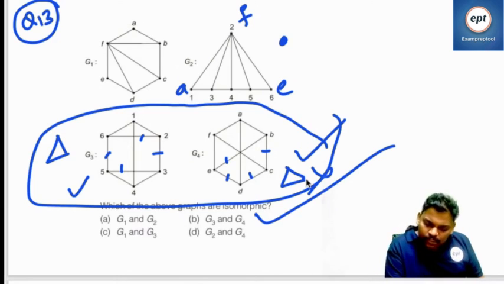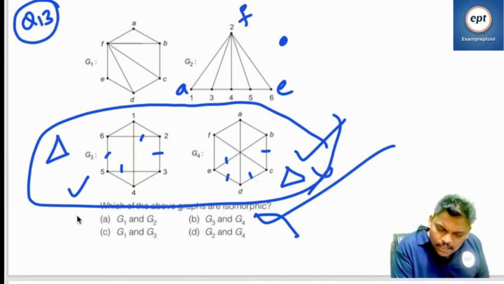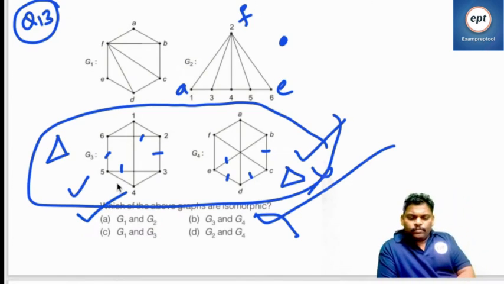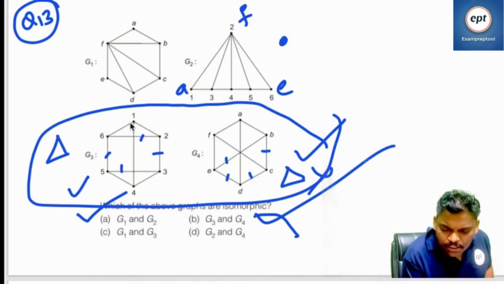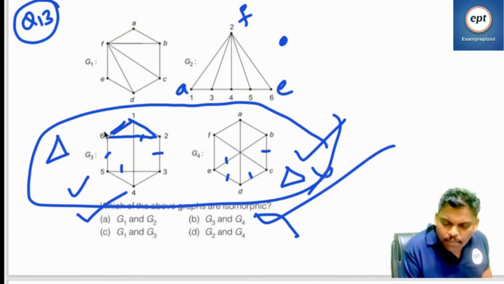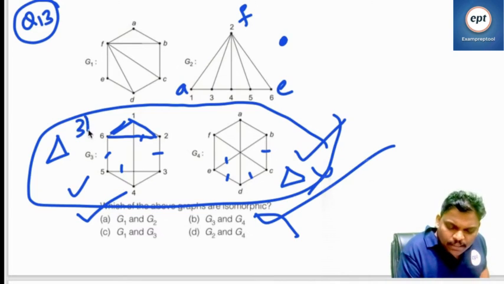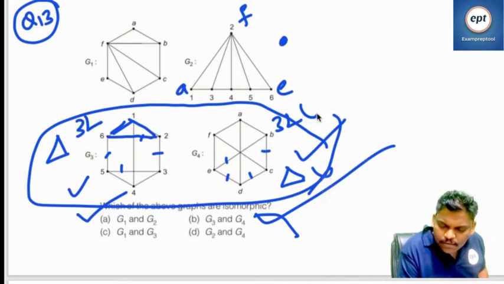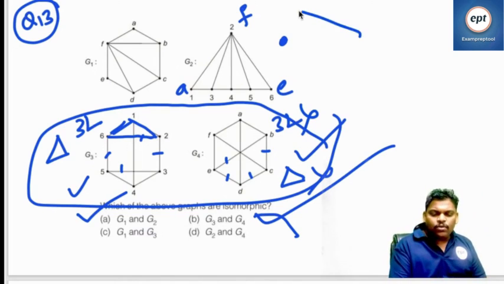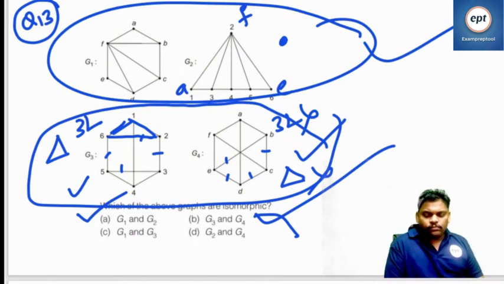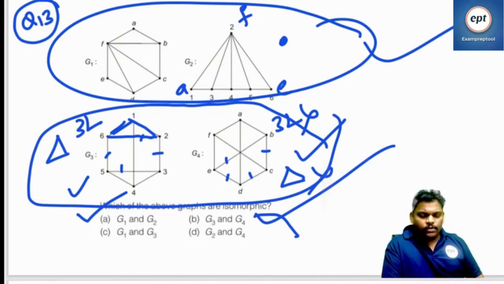G4 doesn't have a triangle, so I think B is not the answer. A will be the answer. Check once: G3 is having a triangle, but G4 doesn't have a 3-length cycle. I think these two look similar. It's a nice problem.